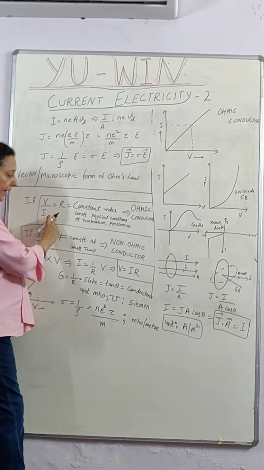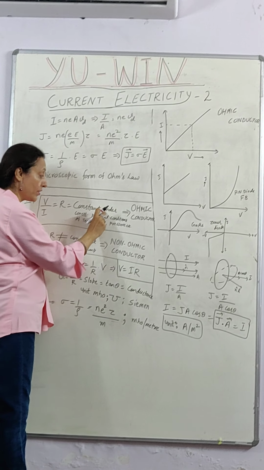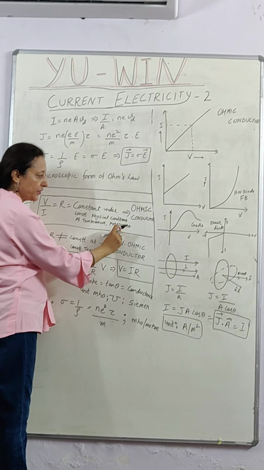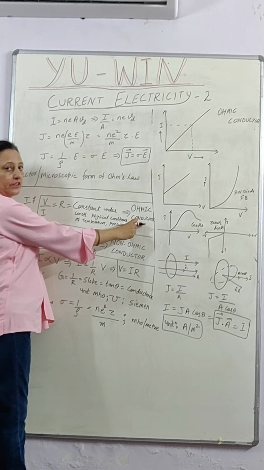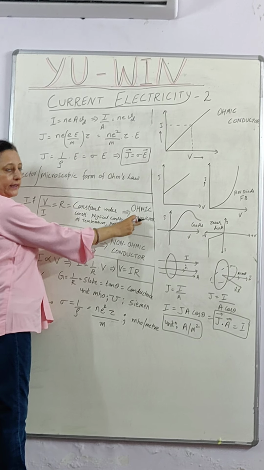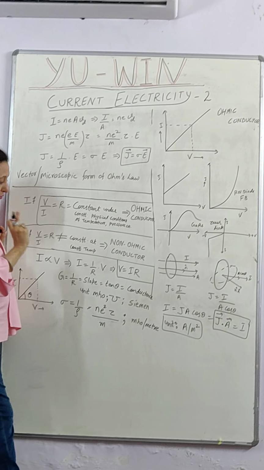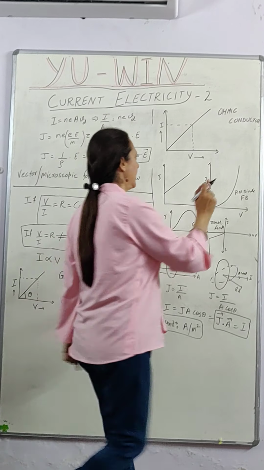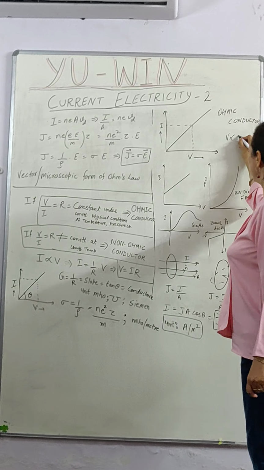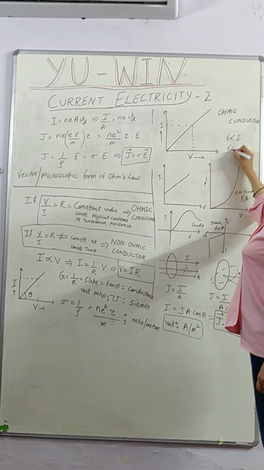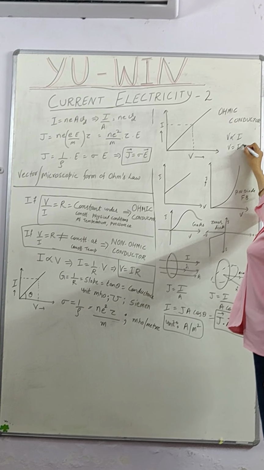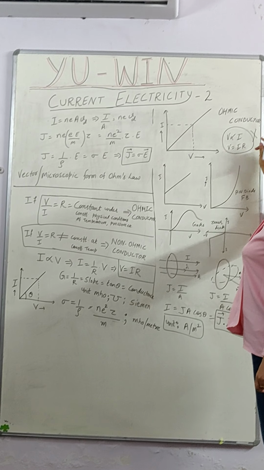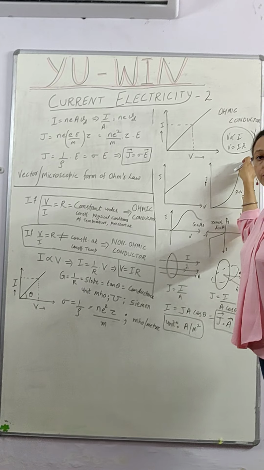If V by I is equal to R, constant under the constant physical conditions of temperature and pressure, then that particular conductor will be known as the ohmic conductor. See, there are two misconceptions over here. In the books, what is written is that they say V is directly proportional to I, and they remove the proportionality constant and put R over here and say V is equal to IR. But this is a totally wrong way to represent Ohm's law.